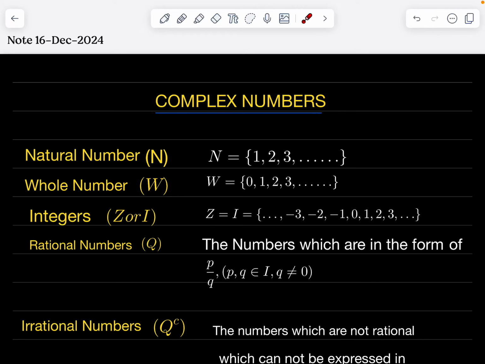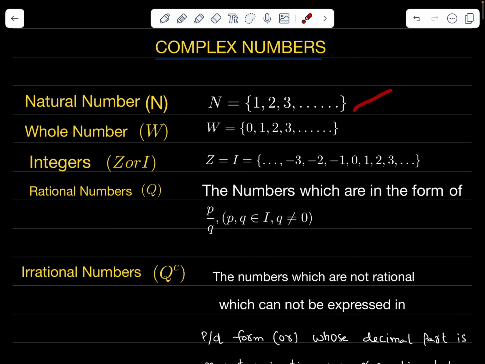Good morning, students. In this video, I am completely covering the complex numbers concept. These formulas are very important for JEE and other examinations. Natural numbers: N = 1, 2, 3, and so on. We know these formulas. Once check this. Whole numbers: W = 0, 1, 2, 3, and so on.